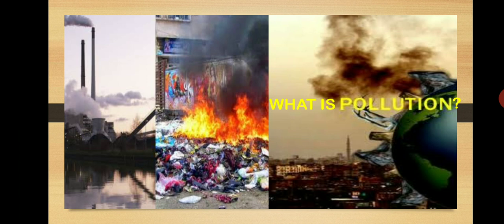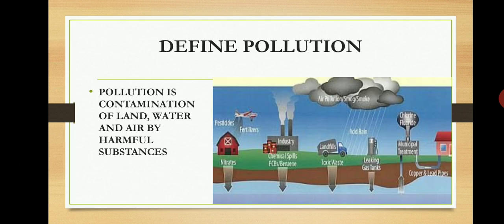Now, you must know what is pollution. So, what is pollution? Pollution is contamination of land, water, and air by harmful substances. Okay, so you need to remember this. You need to remember pollution is contamination of land, water, and air by harmful substances. So, if in the exam it's asked define pollution or what is pollution, what would your answer be? Pollution is contamination of land, water, and air by harmful substances.